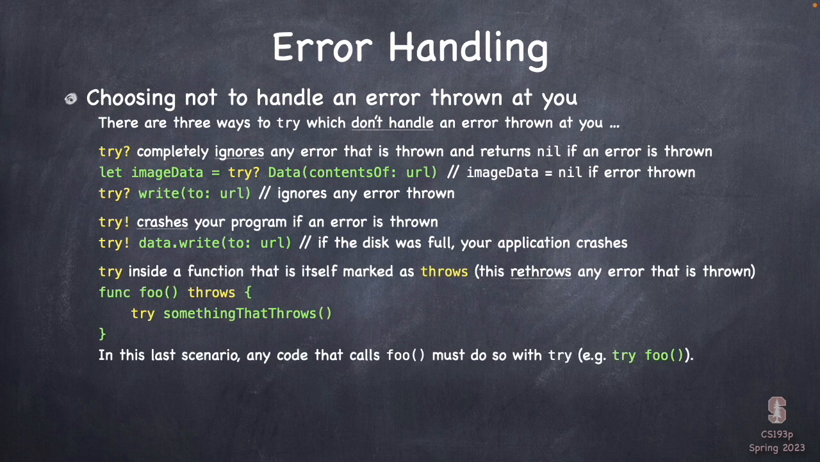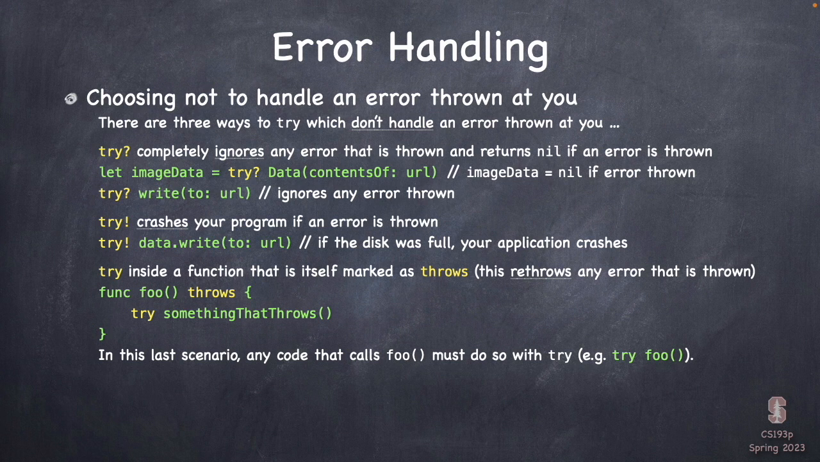And then the last way to kind of ignore it is to rethrow it. Here's a function foo. It's trying something that can throw, and it doesn't want to deal with this. If this thing throws an error, it's like, I don't know what to do, so I'm going to throw. So if you mark a function itself as throws, then inside it can call things that throw. And if those things throw, it'll just throw it up to the person who called foo.